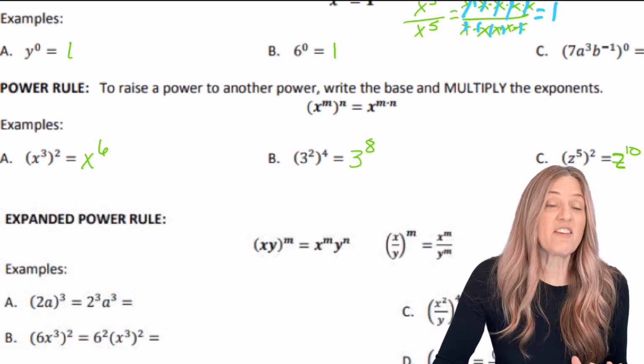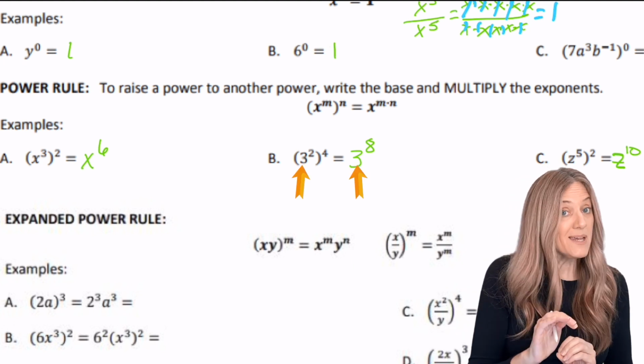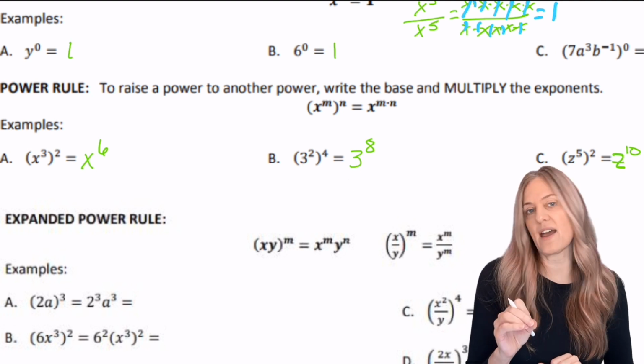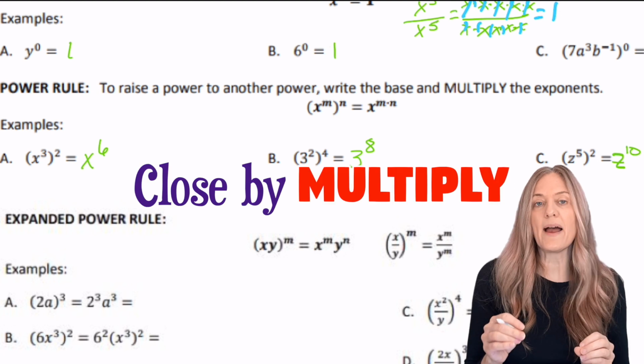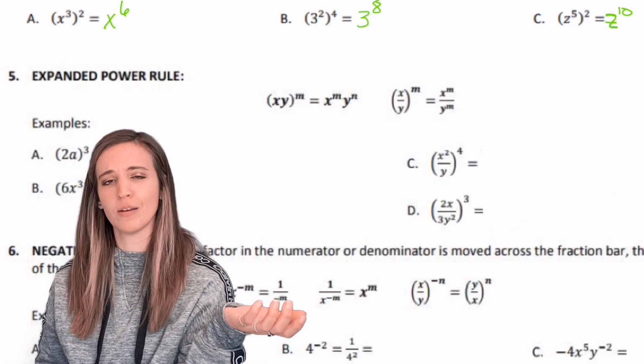Once again, probably the only thing I would have been worried about is did you just keep that base on B, the base is 3, don't change the base, and then multiply those exponents. Why? Close by, multiply. Speaking of close by multiply, let's look at expanded power rule.